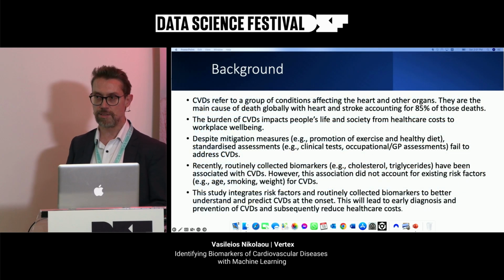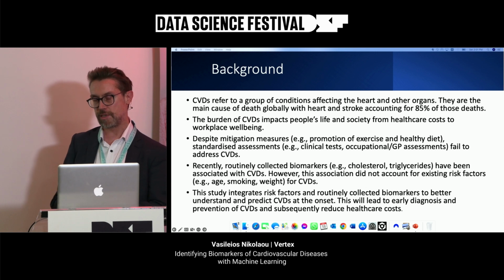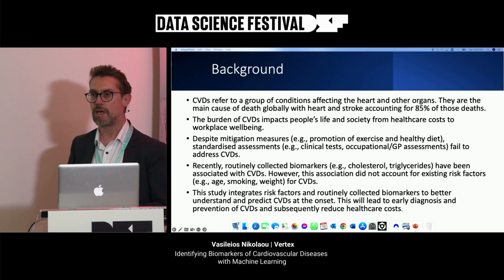So what are CVDs, or cardiovascular diseases? As you probably know, it's a group of conditions that affect the heart, but also have an impact on kidney, liver, lung, and other organs of the body. They occur when fatty tissues accumulate in the arteries. When they do that, the arteries get narrow, and they create clots. And then the clots cause heart attacks and strokes. According to WHO, CVDs kill about 18 million people every year, and 85% of those deaths are due to heart attack and stroke.